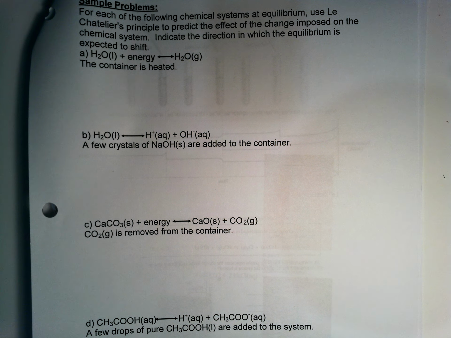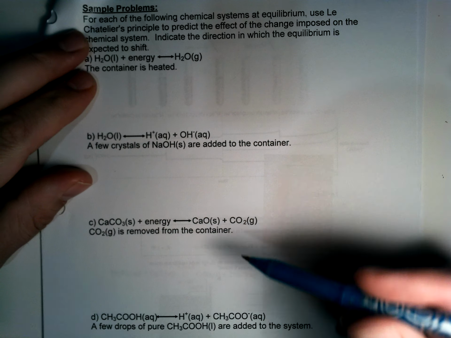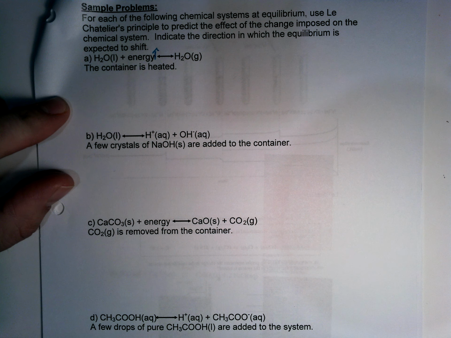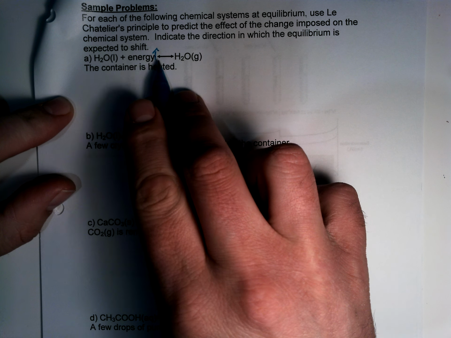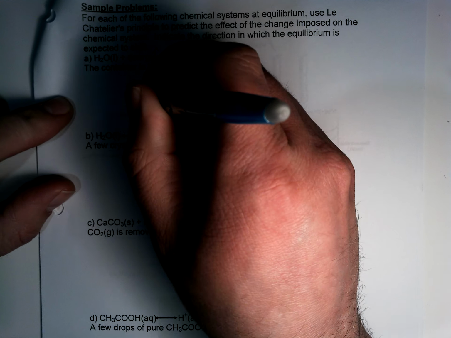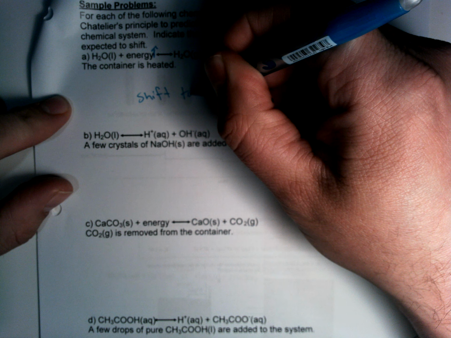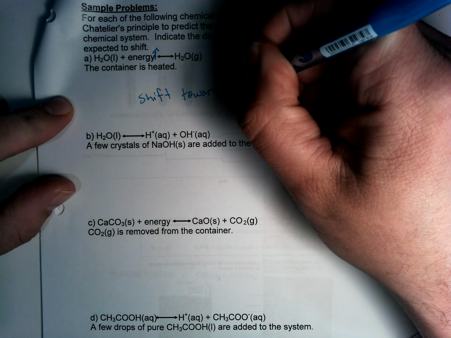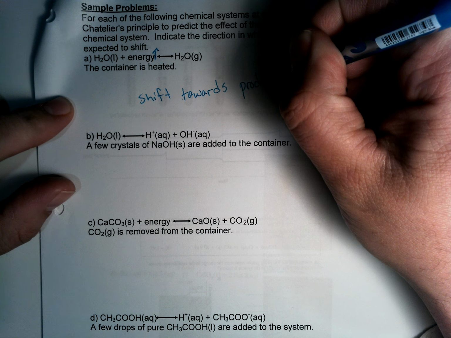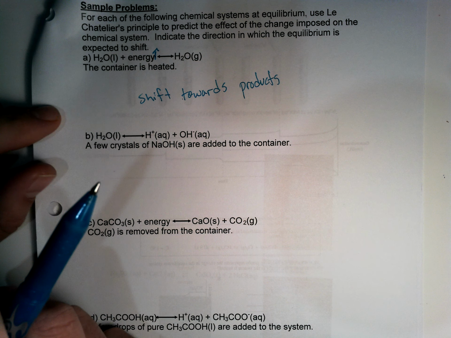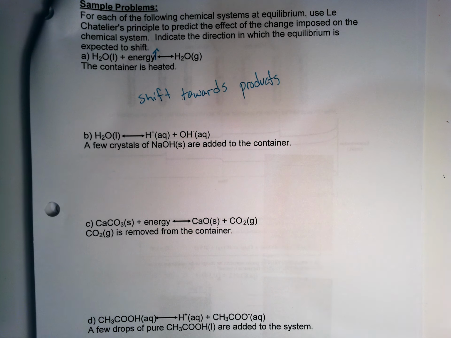Okay, and so for these, you're just looking at the problem. It says here, the container is heated. So really what's happening is we're increasing our energy. If we're adding more energy, it's going to shift towards the products. Whenever you increase something, it has to balance out by shifting and making more of something else.